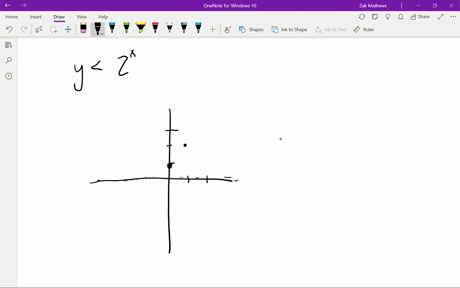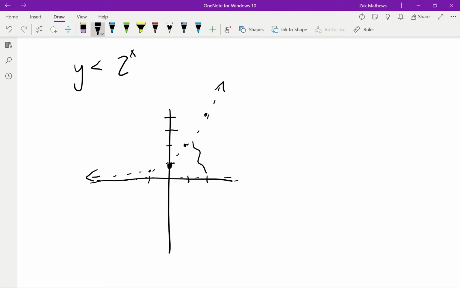So we'd have 1, 2, 2, 4, negative 1 would be a half, and so we'd end up with this curve, but I need to make it a dotted curve because we do not have the equal to. So it should look something like that. If we think about the y values that we are requesting, we want our y values to be less than the curve, meaning we want to be underneath of it, under here.